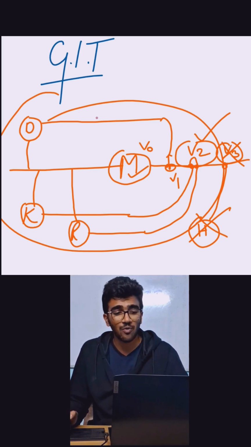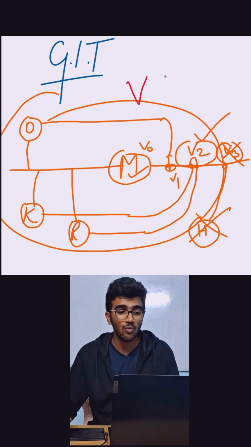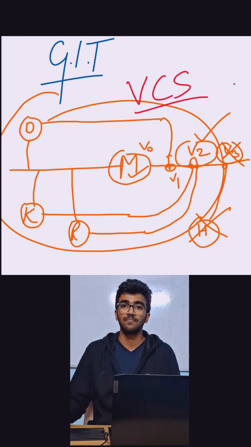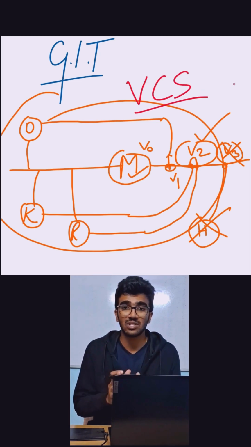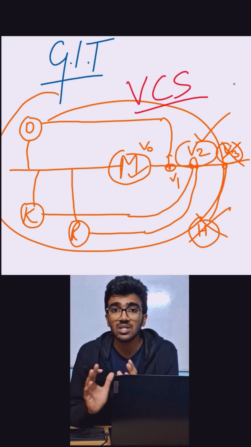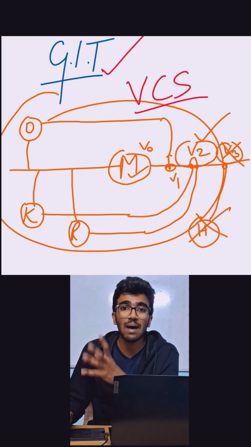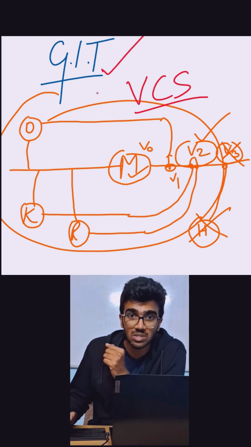Everything we did here is done by a few softwares which are called version control systems. These manage, track, and control the versions of a software. So these are called version control systems, and Git is an example of a version control system.